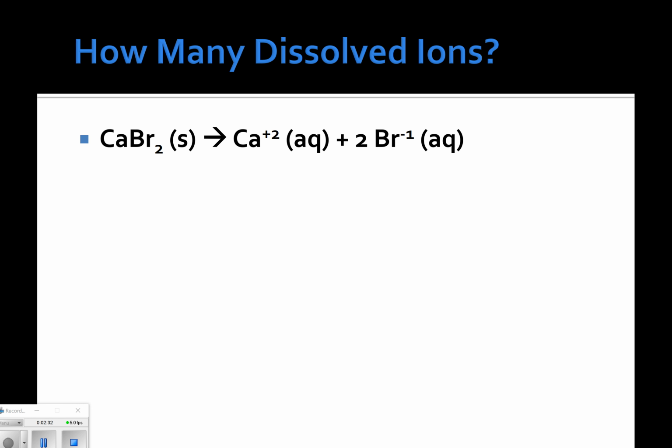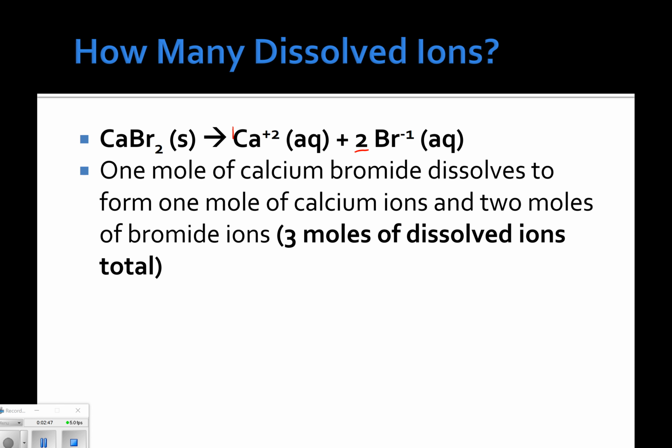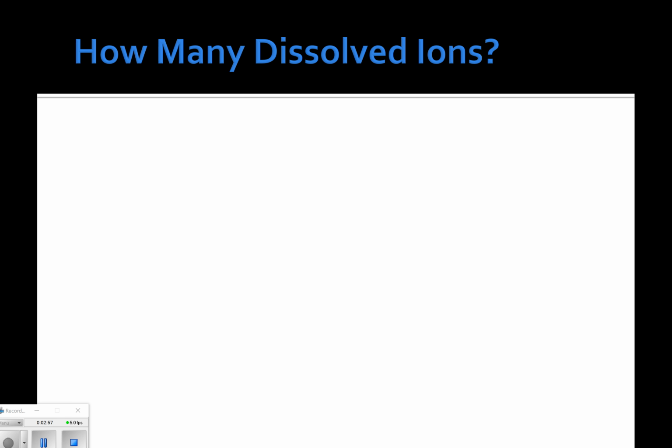In this example, we start with 1 mole of calcium bromide solid, and it breaks up into 3 moles of ions. We have 1 mole of calcium and we have 2 moles of bromine ions. So we have a total of 3 moles of dissolved ions. This is 1 additional mole compared to the sodium chloride from the slide before.